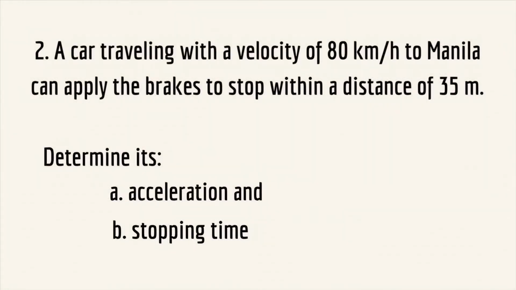Let us now proceed to sample problem number 2. A car traveling with a velocity of 80 km per hour to Manila can apply the brakes to stop within a distance of 35 meters. Determine its letter A, acceleration, and letter B, its stopping time.